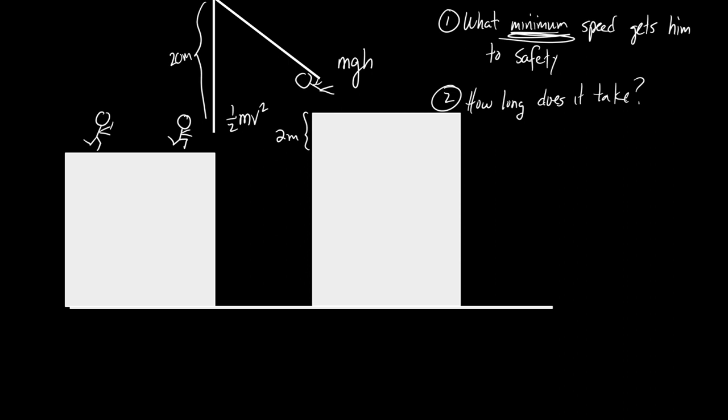But question number 2, how long does it take? Is energy a good predictor of how long something takes? No, energy really can't tell us much about time. Power can, but there's nothing here about power, and nothing that involves power. So I think we're probably looking at another way.